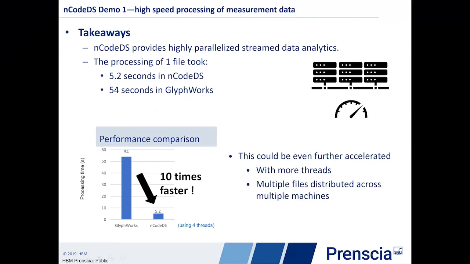And it could be even further accelerated if I were using more threads. Here I was using four of them, and this figure, this 10, could be even higher if I had used several files, because of the distribution. Depending on the number of queues you have in your system, all those files could potentially be run in parallel.